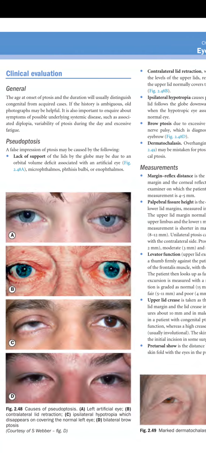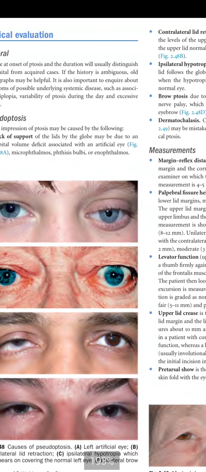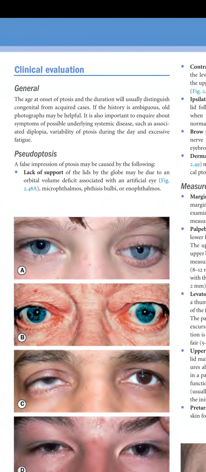The age of onset of ptosis and duration will distinguish congenital from acquired cases. If the history is ambiguous, old photographs may be helpful. It is also important to inquire about the symptoms of possible underlying systemic disease such as associated diplopia, variability of the ptosis during the day, and excessive fatigue.